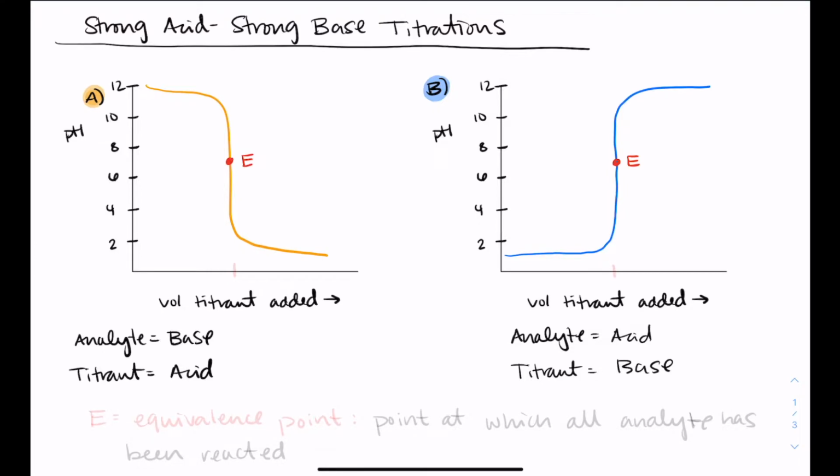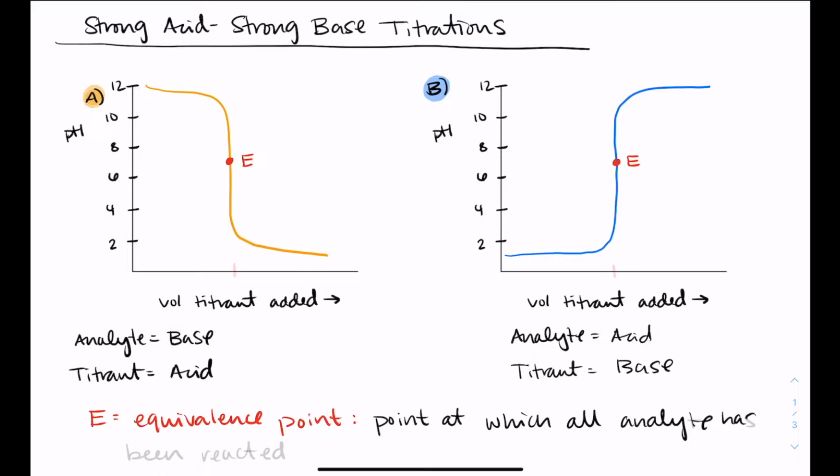On the right, in blue, I'm starting at a pH of 1, ending at 12. My analyte is the strong acid. My titrant is the strong base. This is, in general, what all titration curves are going to look like, but specifically for strong acid and strong base, they are going to be very flat and very nearly vertical and very regular looking in terms of the curve part.